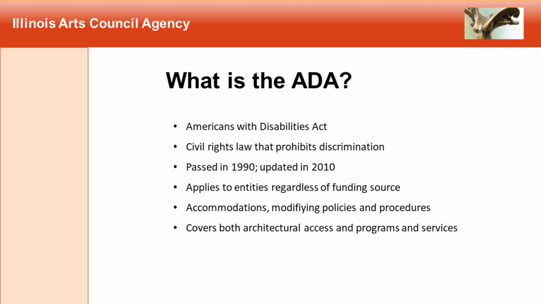Some examples of an accommodation might be a request for American Sign Language interpretation by a visitor who's deaf. And an example of modifying policies and procedures would be having a no pet policy, but making an exception for people who have service animals. The ADA is pretty expansive. It covers both architectural access and programs and services. And really, your only defense against providing equal access would be if it would cause a fundamental alteration to the program that you're offering, or it would be an undue burden or hardship.